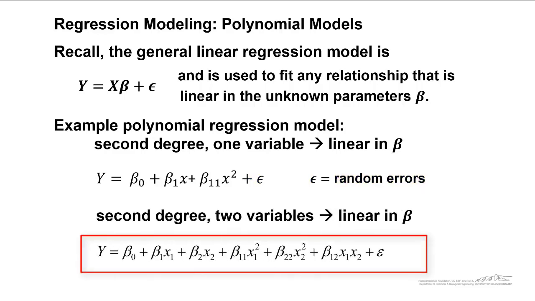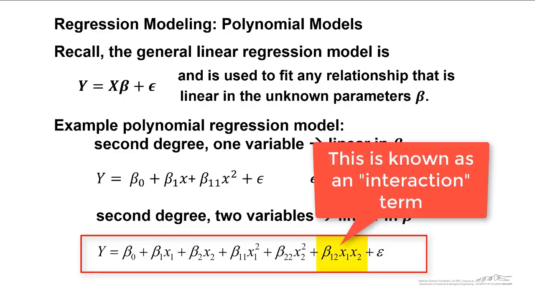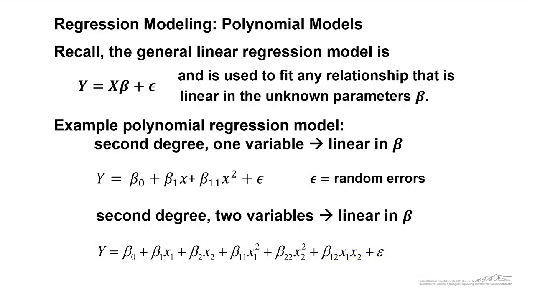We can also have a second degree polynomial in two variables, and this too is linear in beta. So we've got our linear terms and our quadratic, our second order terms, and we've also got an interaction term here at the end, x1 times x2. So these both are examples of polynomial models.